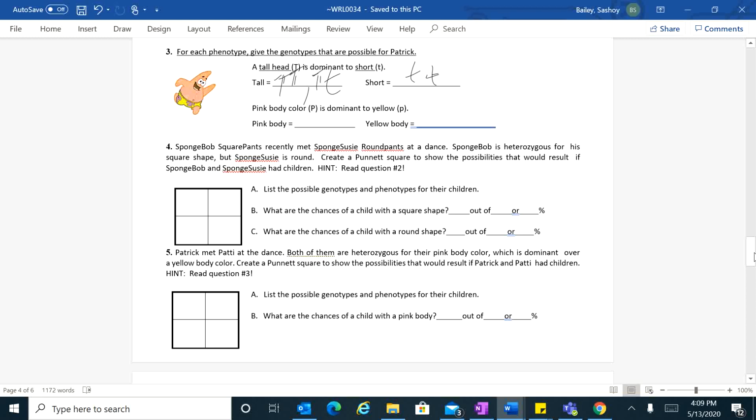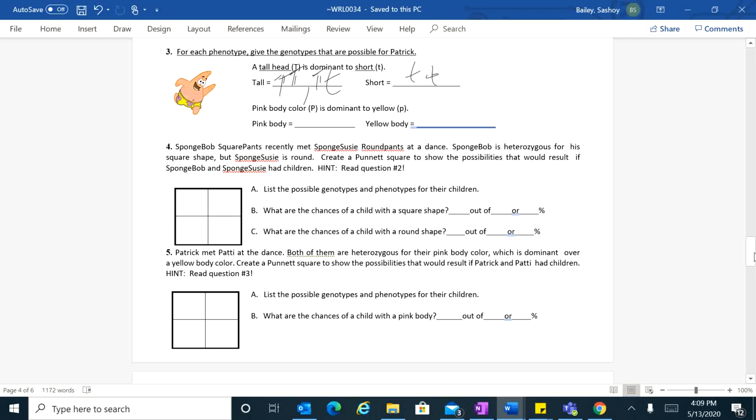And do the same thing for the P. So if uppercase P means it's a pink body, you would have to have dominant traits, right? So what combinations of the alleles would give you a pink body? And then which combination would give you a yellow body? And then for the last part.